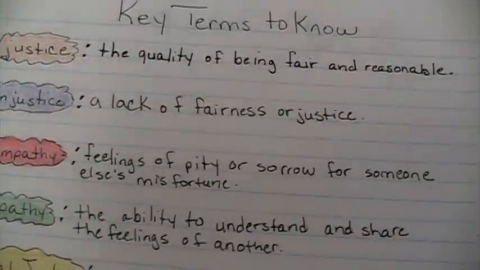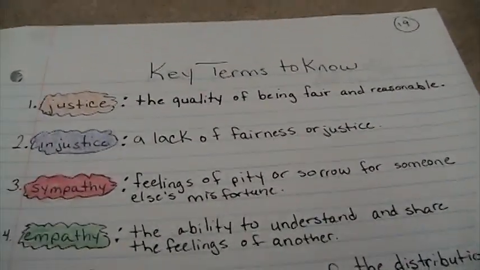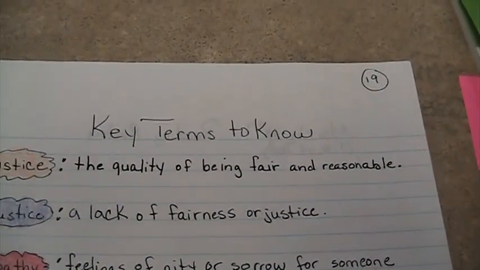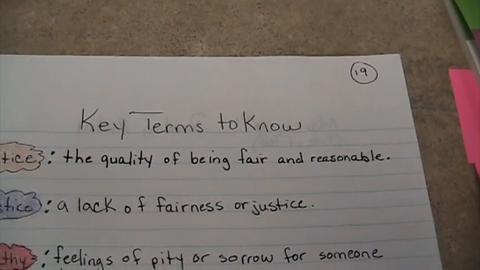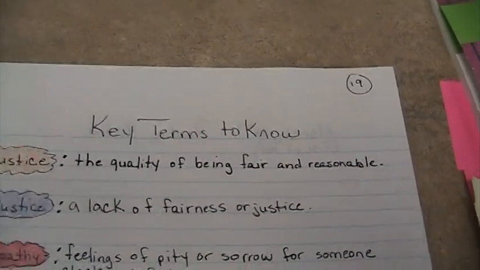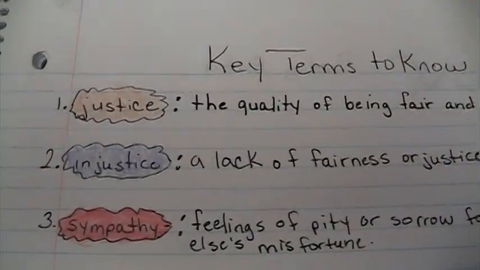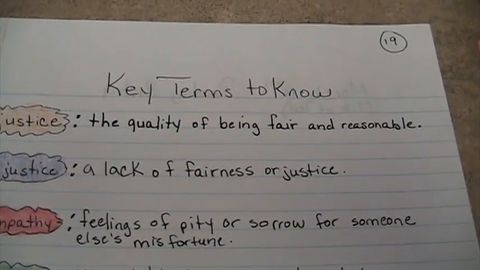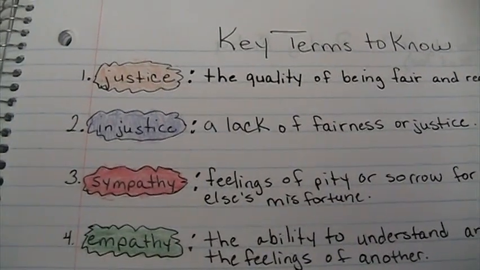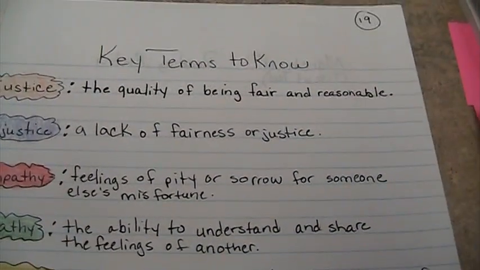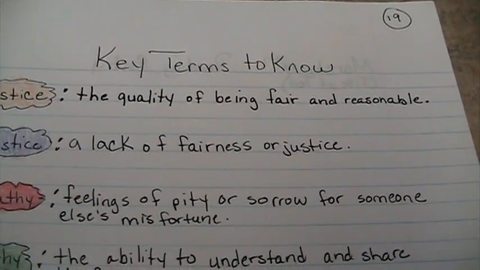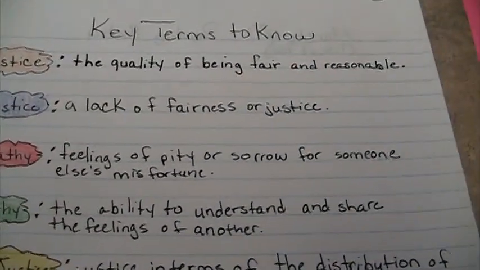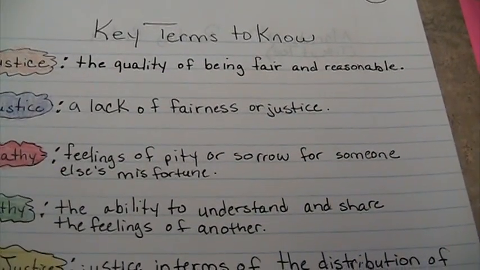The first term that we want to look at is justice. So go ahead and write down the word justice. Go ahead and put any box or cloud or whatever you want around it. Justice is the quality of being fair and reasonable. Go ahead and record that definition. The second one is injustice. Injustice is a lack of fairness or justice. The next one is sympathy. Sympathy is feelings of pity or sorrow for someone else's misfortune. The next one is empathy. Empathy is the ability to understand and share the feelings of another.